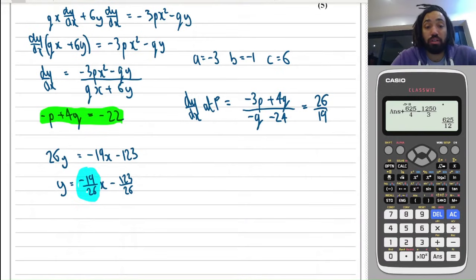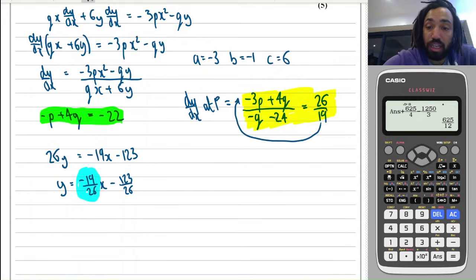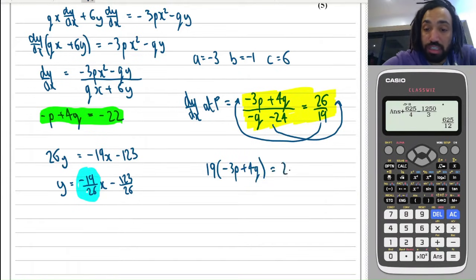Okay, so here we go. That is my equation I've got from the yellow bit of information. And now we need to solve these two simultaneously. So let's rearrange that yellow one slightly. I say slightly. I'm going to times the 19 up here, and I'm going to times this denominator up to there. So that's going to give me 19 lots of minus 3p plus 4q, and that's equal to 26 lots of minus q minus 24.